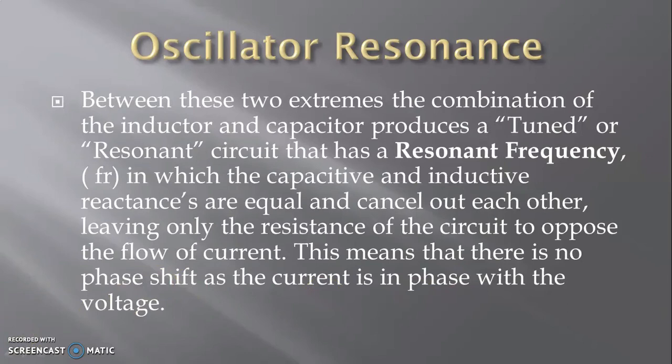Between these two extremes, the combination of the inductor and capacitor produces a tuned or resonant circuit that has a resonant frequency at which the capacitive and inductive reactance are equal and cancel each other out, leaving only the resistance of the circuit to oppose the flow of current. This means that there is no phase shift, as the current is in phase with the voltage.